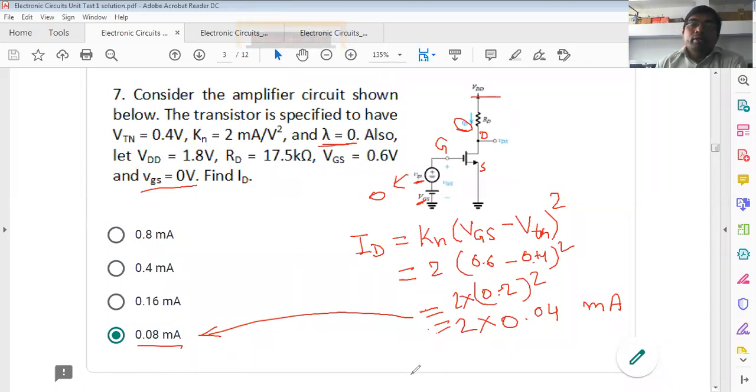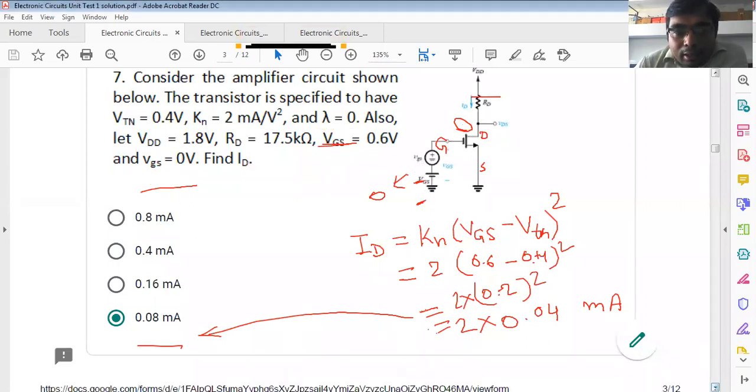0.08 milliampere. One thing to remember: I have shuffled the options a little. For the first 15 questions I have shuffled the options, so everyone may have gotten a different option as correct. The correct value is 0.08 milliampere, but someone may have found it in option A, someone in option C, and here it is in option D. This would be the solution for question number 7.